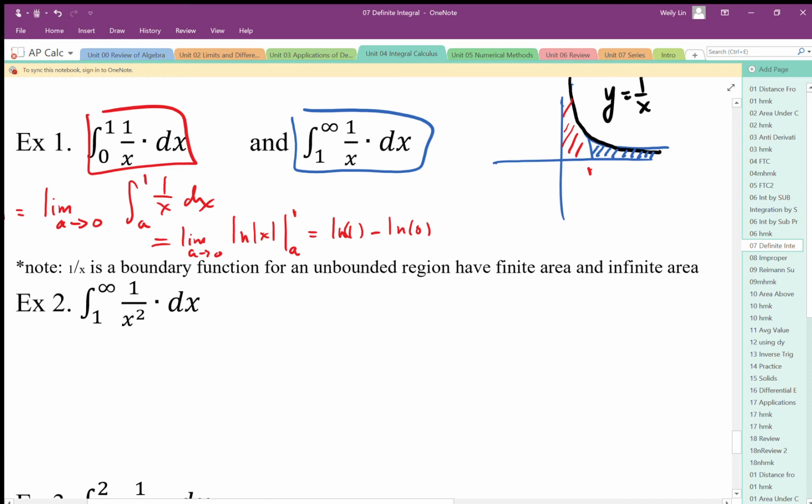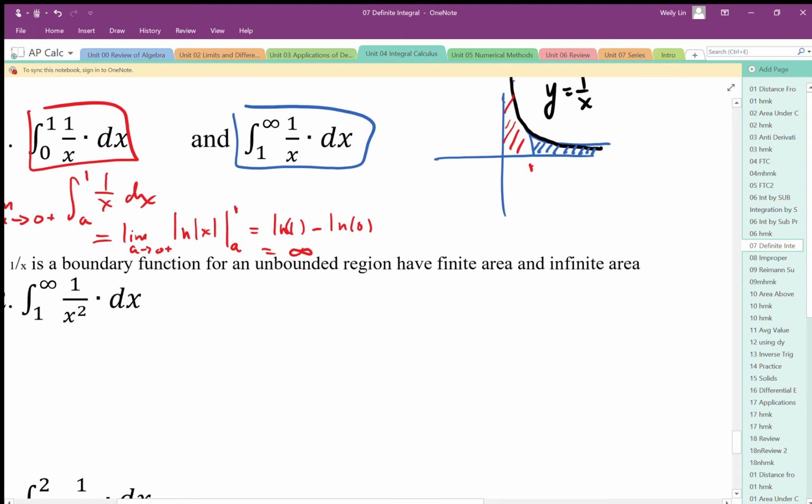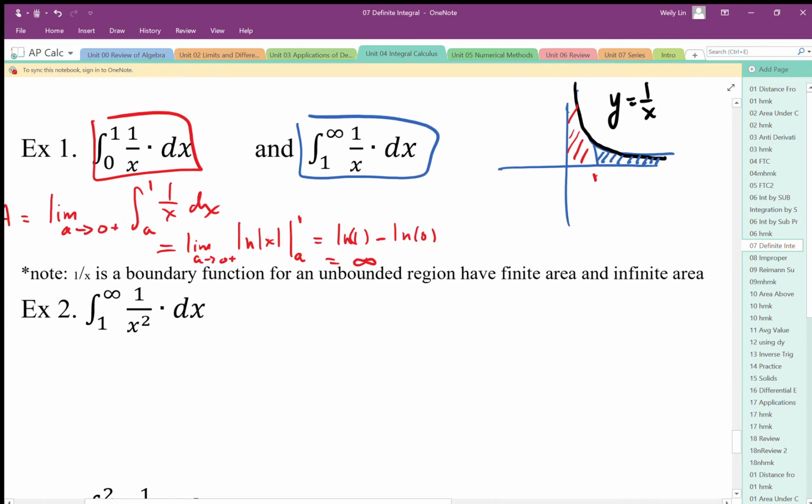Okay, and we're approaching it from the positive side. So as x goes to 0 from the positive side, the log function goes to negative infinity. So we get 0 minus negative infinity. So that area is infinite. Okay, so that red area is infinite. And this is how we set up our improper integral when we're integrating along and up to the asymptote.